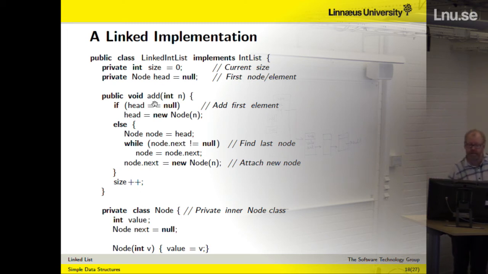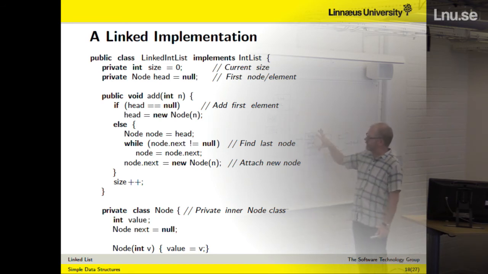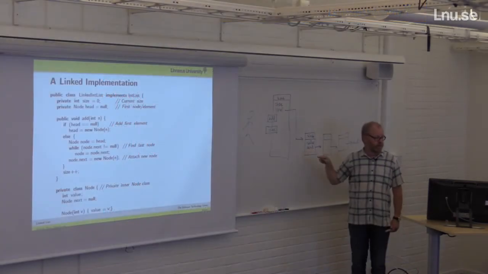When we are adding something, we check if head is null, that means it's an empty list. Then we are just creating a new node and attach it to head. So the first thing we do when we have an empty list, then head is null. The only thing we do in that case is to create a new node and attach it to head like this.